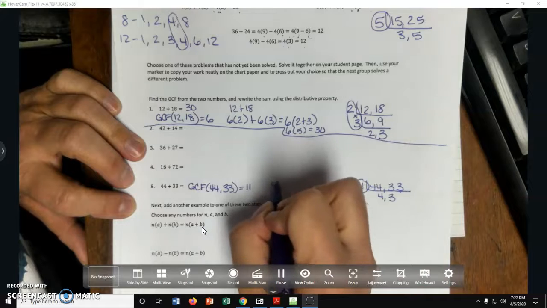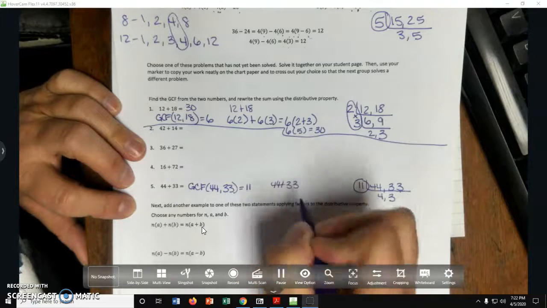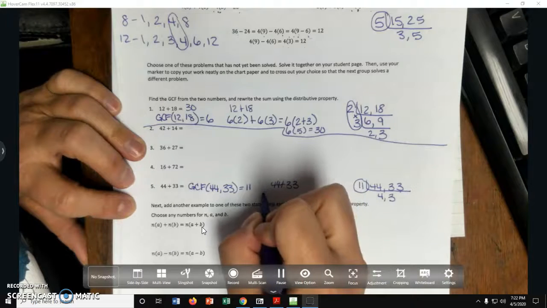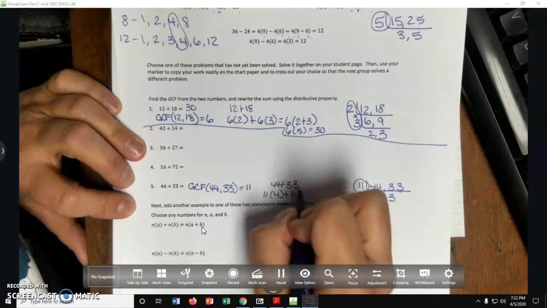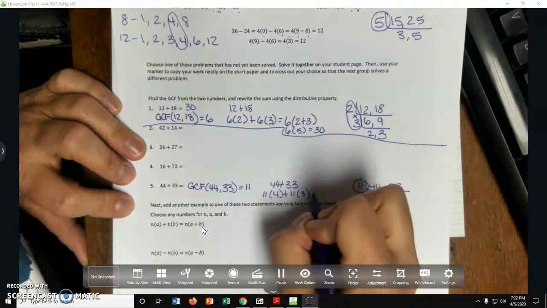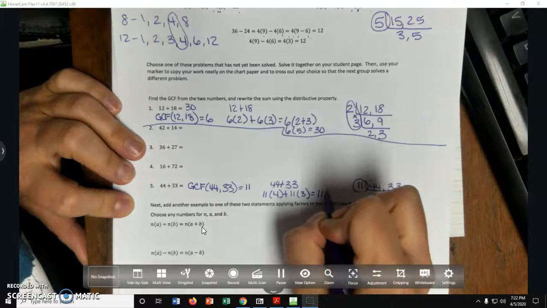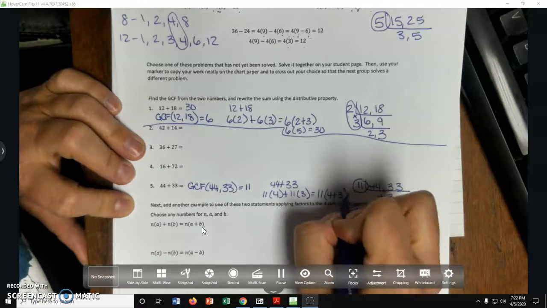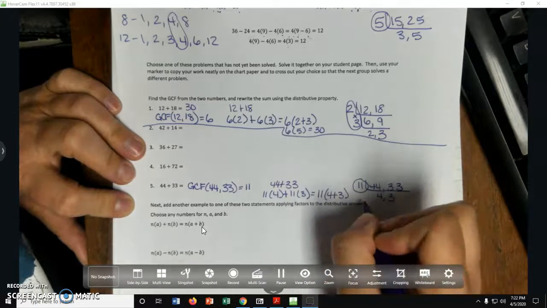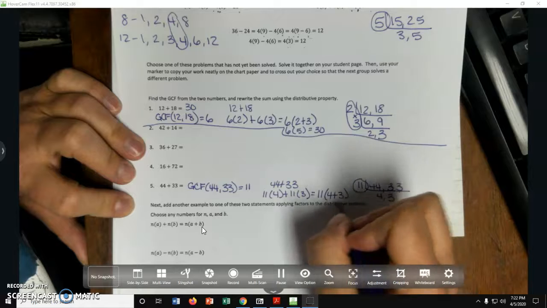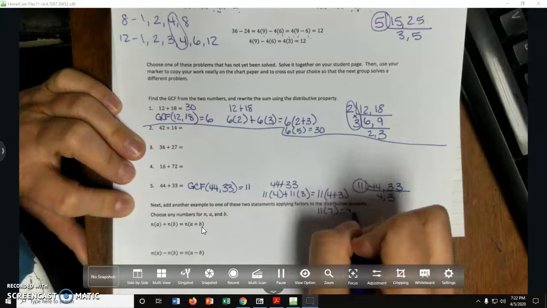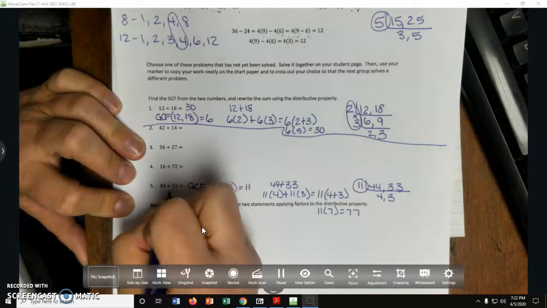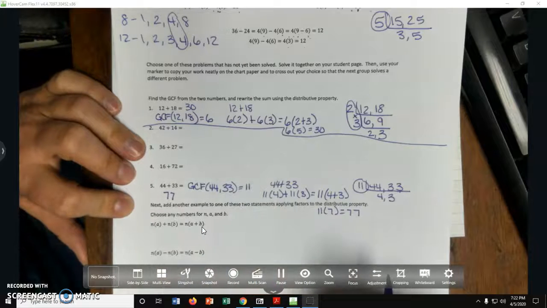So 44 plus 33, we're going to factor out an 11. This is the same as 11 times 4, and this is the same as 11 times 3, which is the same as 11 times the sum of 4 plus 3. 4 plus 3 is 7, so this is the same as, I don't know where to write this, I guess down here, 11 times 7, which is 77. 44 plus 33 does in fact equal 77.